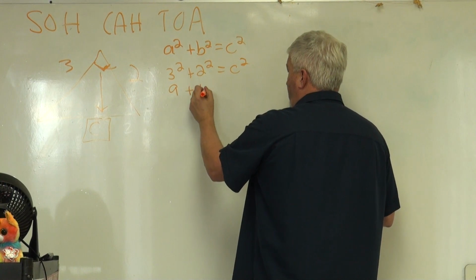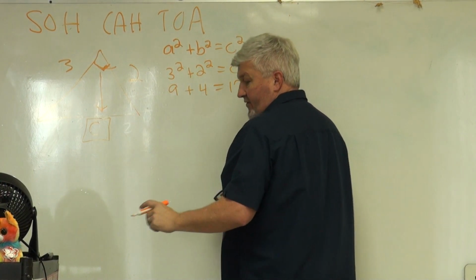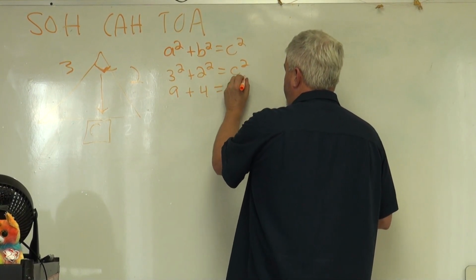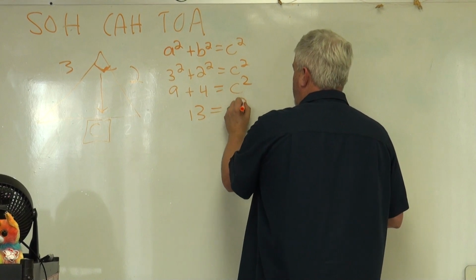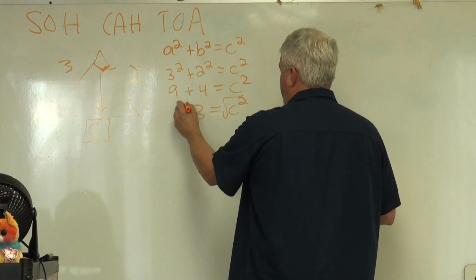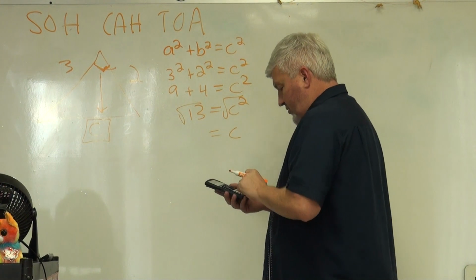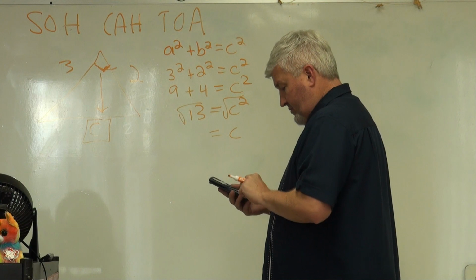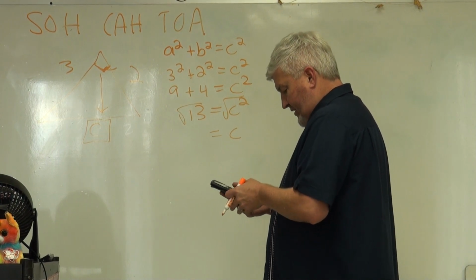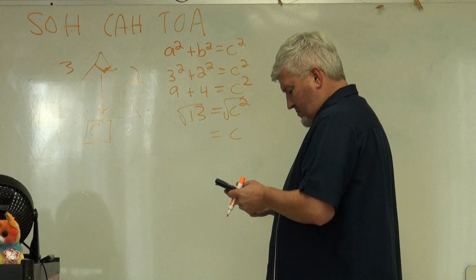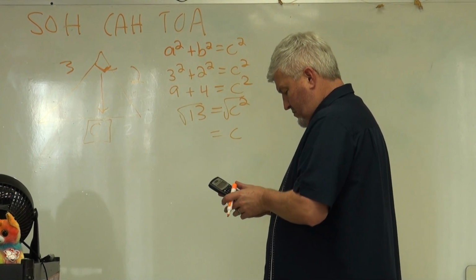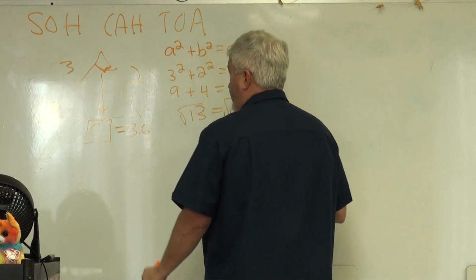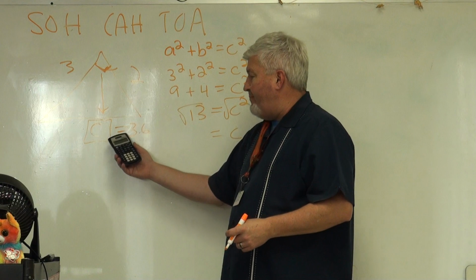9 plus 4 equals 13. So 13 equals C squared. And so to arrive at C, I do the square root of 13, and C equals... I did it backwards, one second. 3.6. Okay? So I found the length of the hypotenuse, 3.6.